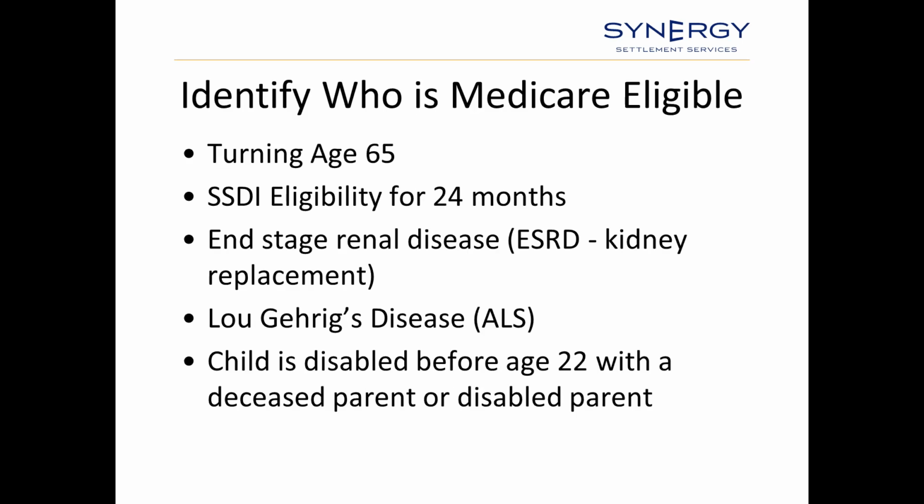You want to make sure you know who is potentially Medicare eligible and identify those folks if they're turning age 65, if they're SSDI eligible, if they're in end-stage renal disease, or if they have ALS, or if it's a child that was disabled before age 22 with a deceased or disabled parent drawing Social Security. All of those folks potentially are Medicare eligible people that you have to be concerned with for all of these issues that I've been talking about.